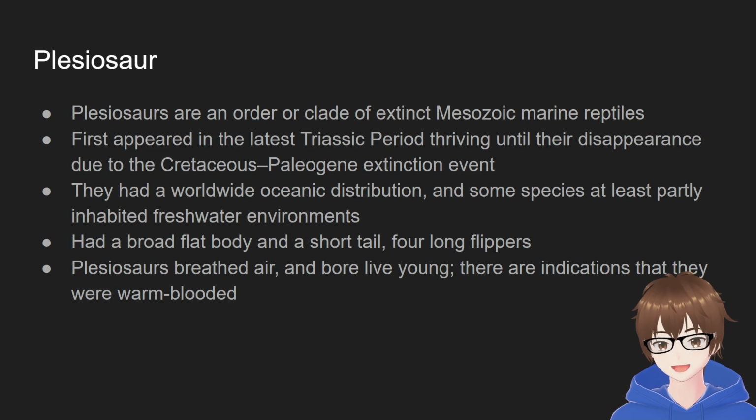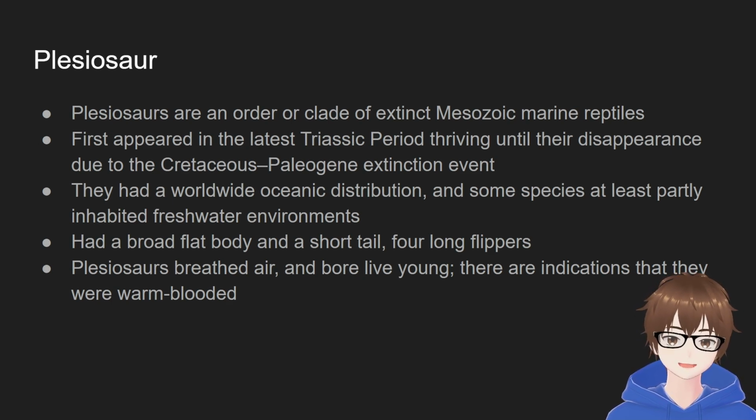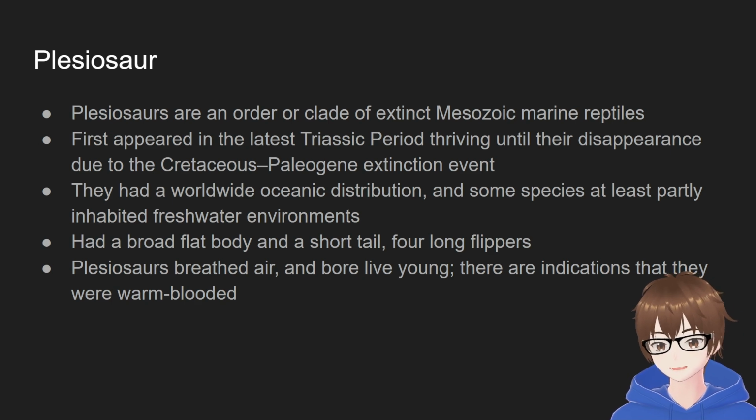So, what was inside the seas at this time? So, we have a species called the plesiosaur. The plesiosaurs are an order clade of extinct Mesozoic marine reptiles, and they first appeared in the late Jurassic period, thriving until the disappearance due to the Cretaceous Paleogene or the KT extinction event. They had a worldwide oceanic distribution, so they lived everywhere around the world. And some species at least partly inhabited freshwater environments.